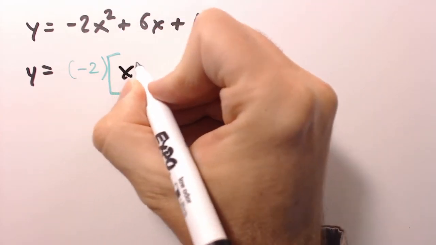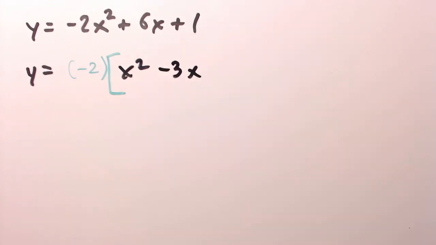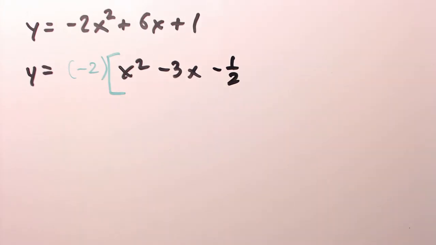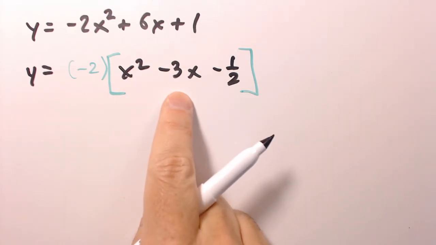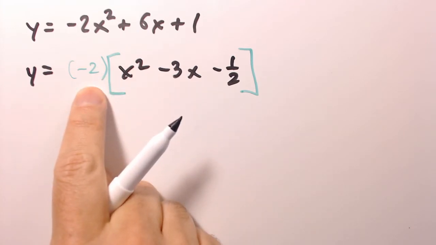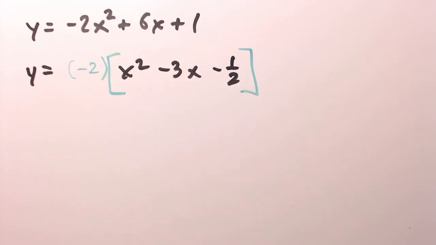So we'll have an x squared. 6 divided by negative 2 is actually going to get us a negative 3. And then 1 divided by negative 2 is kind of strange, negative 1/2. So now what we have inside the green brackets is essentially the same thing we've seen already. So what I recommend is once you factor this number out, just disregard it. Do this, and then at the end, multiply everything times negative 2. So that's what I'm going to do now.